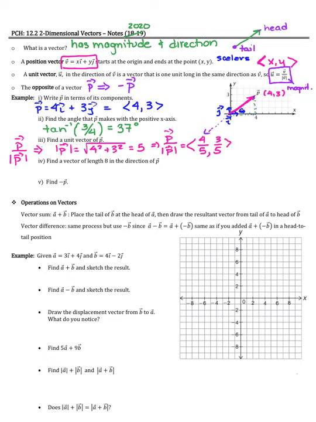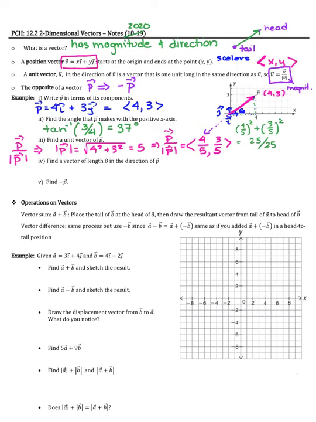Now, how do I know that's truly a unit vector? I could do the Pythagorean theorem on it. If I did (4/5) squared plus (3/5) squared, notice I get 16 plus 9 on top over 5 squared on the bottom, and it is truly a unit vector. It's a vector of length 1. Now, find a vector of length 8 in the direction of p.